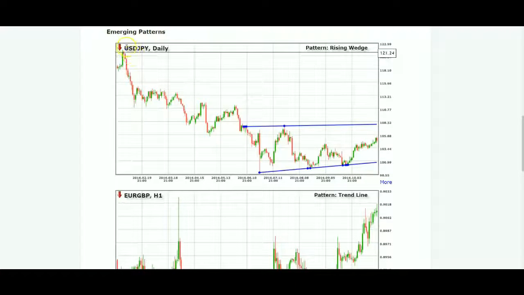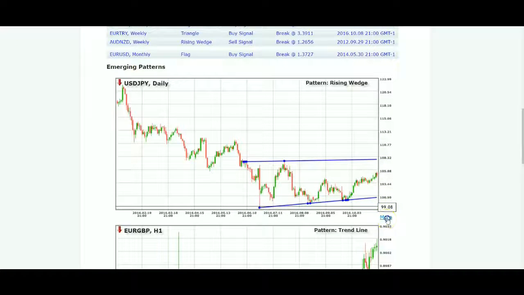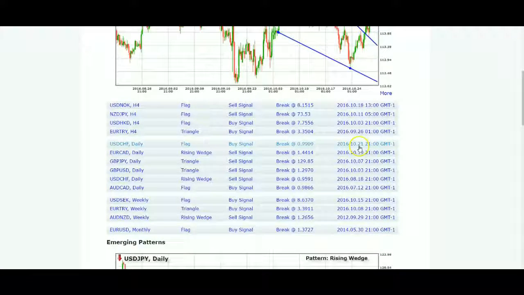So for instance, here we have the dollar yen going sideways in a rising wedge. So there's a single touch point there on the resistance. You have multiple touch points on the support. So again, the theory being, you could place orders outside these patterns for an entry. And with this as well, you get Fibonacci targets. If they're to break out, you can specify points where you're going to take your profits, or some of your profits.